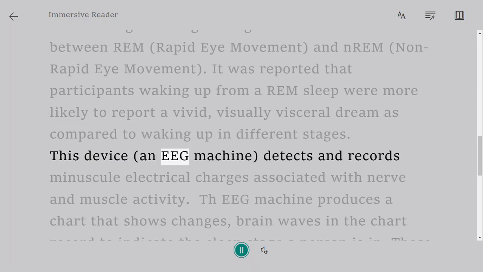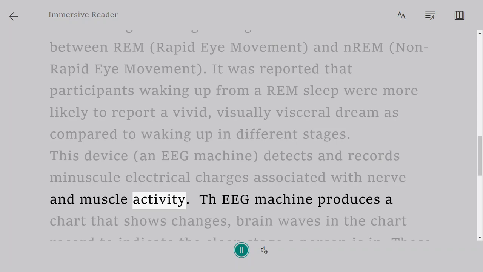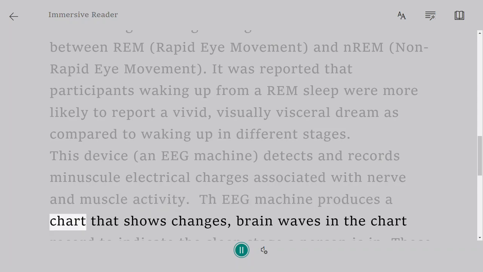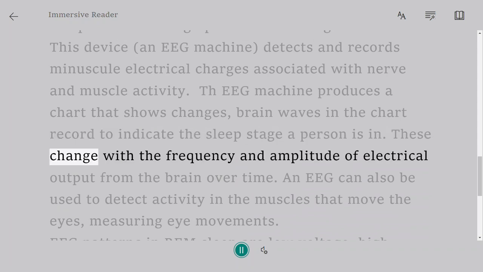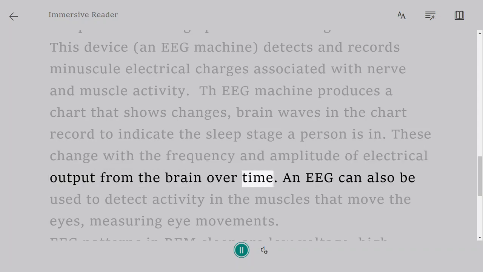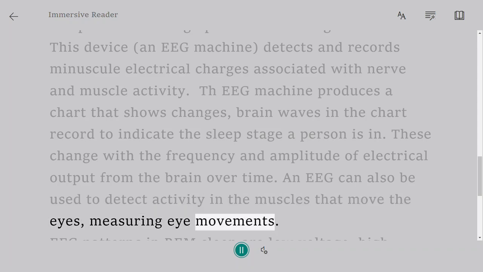This device, an EEG machine, detects and records minuscule electrical charges associated with nerve and muscle activity. The EEG machine produces a chart that shows changes, brain waves in the chart record to indicate the sleep stage a person is in. These change with the frequency and amplitude of electrical output from the brain over time. An EEG can also be used to detect activity in the muscles that move the eyes, measuring eye movements.